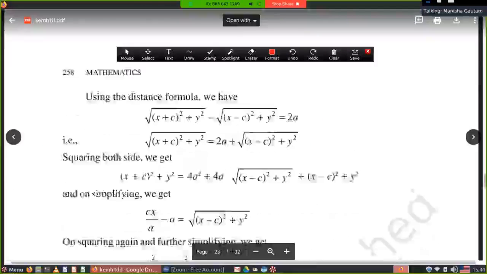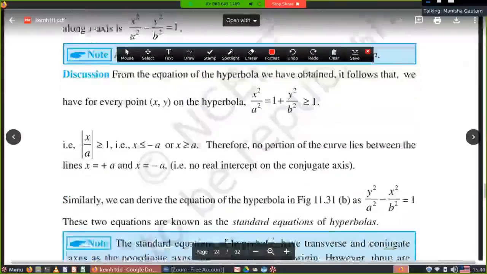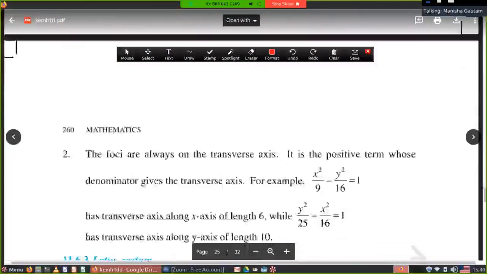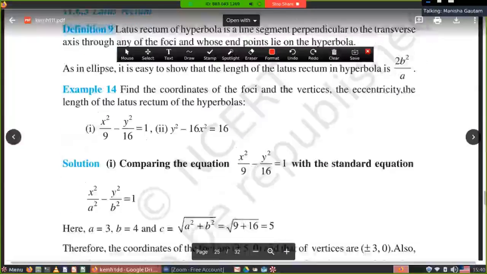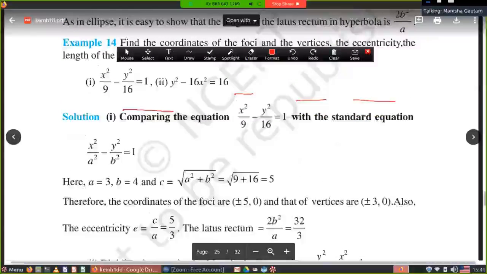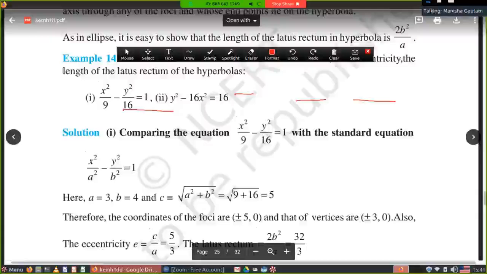Now here are a few examples. These are a few important points, you have to read them. Now example number 14: find the coordinates of the foci and the vertices, eccentricity, and length of latus rectum. These four things you require. First of all, find out what A is and what B is. x square upon 9 minus y square upon 16 is equal to 1. It means x square is written first, so the hyperbola will be of this type.